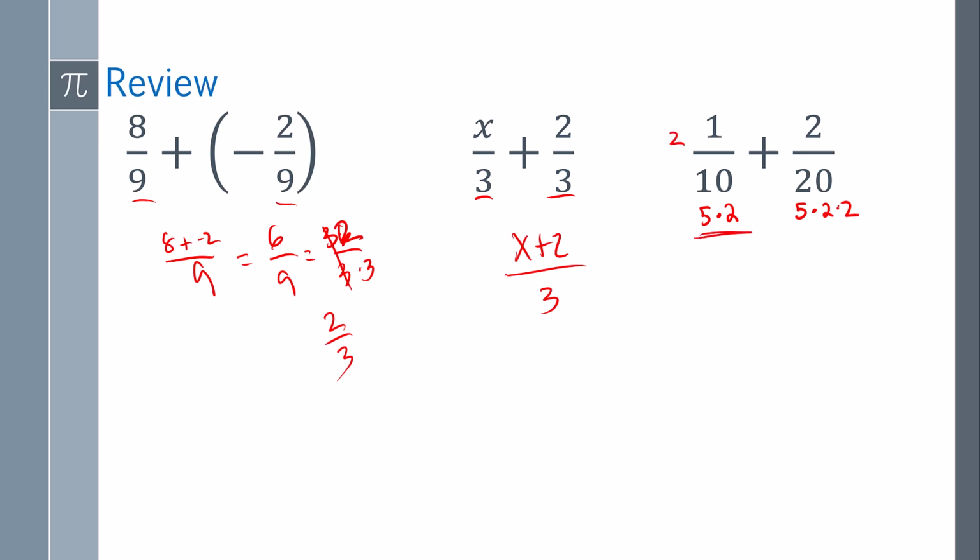So I would need to multiply by 2 over 2, because if I did that, then they have the same factors in the denominator. Then I can multiply those straight across. 2 plus 2 all over 20 gives me 4 over 20. And then that reduces to 1 over 5.